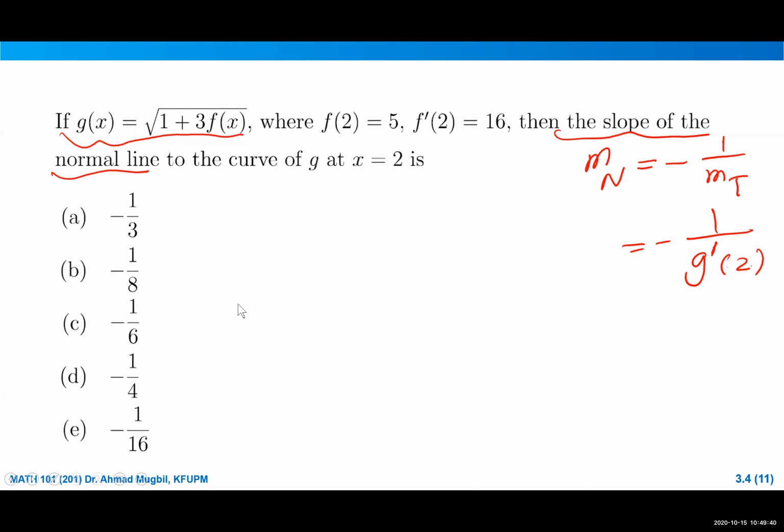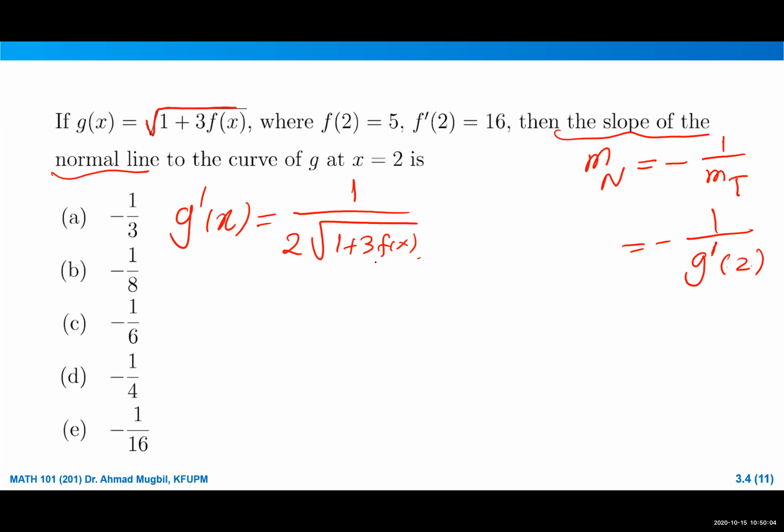Look, the answer is C. Now let's see, Shabab, why the answer is C. Now you will find the derivative of g. g is a function of f, so it is a function of another function. Now differentiate the square root. The derivative of the square root is 1 over 2 the square root of 1 plus 3f. Now you need to multiply by the derivative of this function. The derivative of 1 is 0. The derivative of 3f is 3f prime.